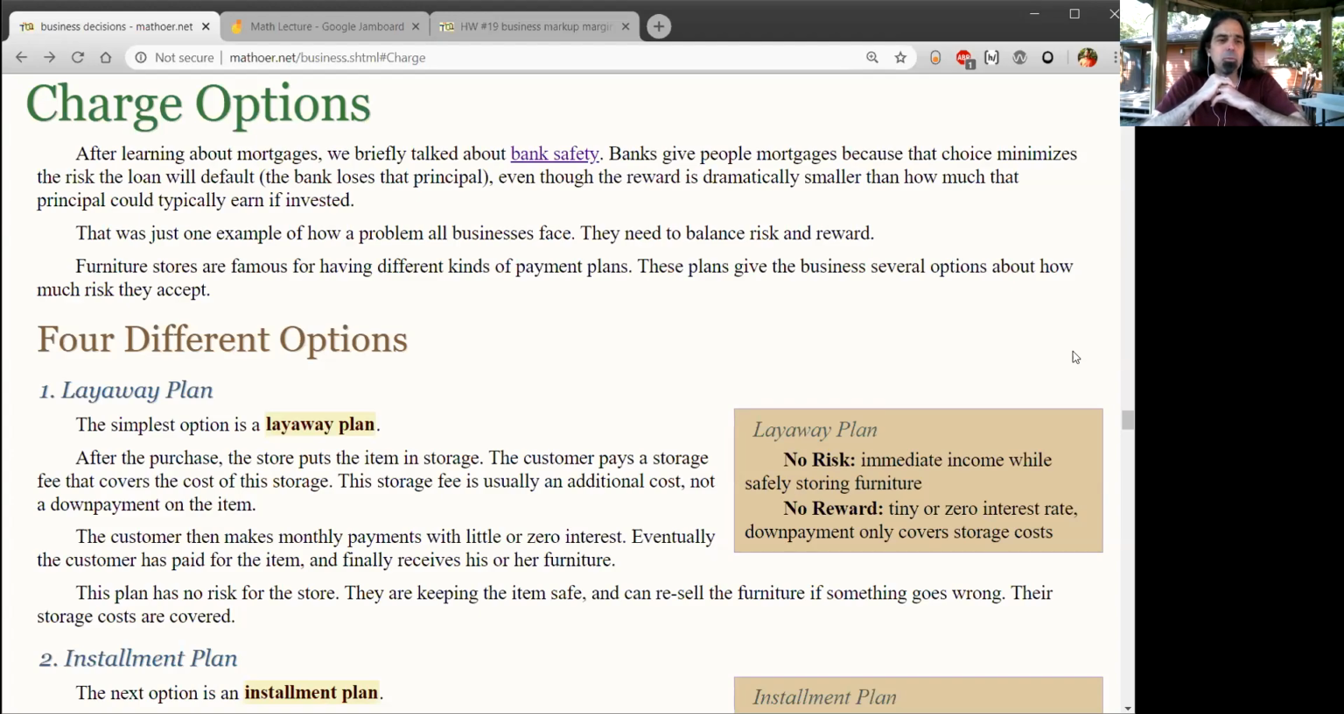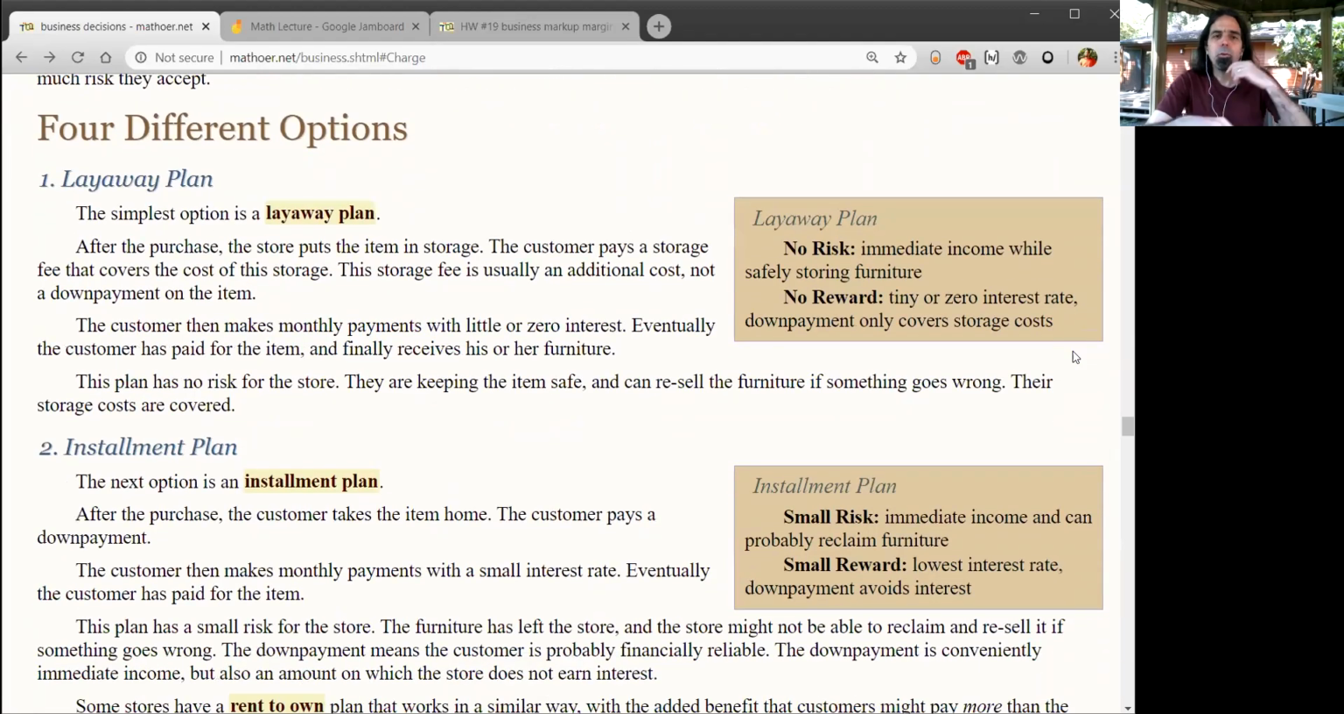And over time, there's 4 different options these types of stores have come up with. The first one is the layaway plan, where after you purchase the item, the store puts it in storage, and it costs a little bit to rent a storage unit and so on. So they, of course, don't go to the same kind of storage units that a household would use. They'd have some big warehouse somewhere, hopefully, but it still costs a little bit. So you have to pay as the customer a little bit of a storage fee. And then you make monthly payments.